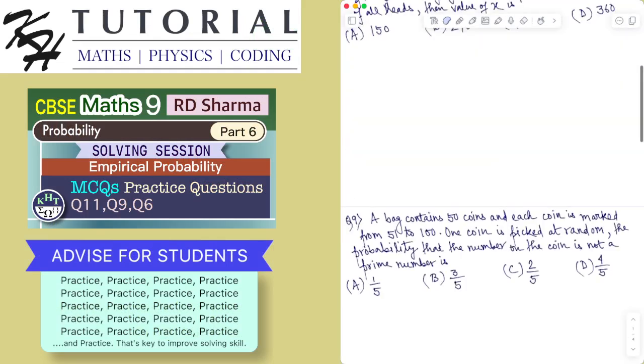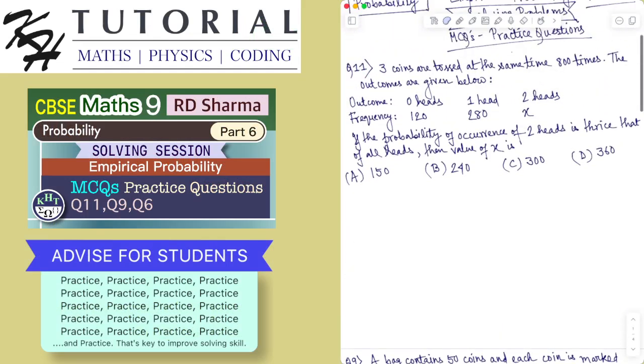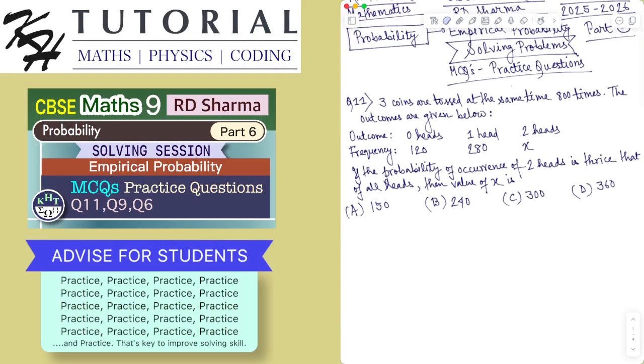Okay, so the first question is question number 11. It says 3 coins are tossed at the same time 800 times. The outcomes are given below. 0 heads has occurred 120 times, 1 head occurred 20 times, and 2 heads occurred x times. So clearly these events, 0 heads, 1 head and 2 heads, are all elementary events of the experiment of tossing 3 coins at the same time.